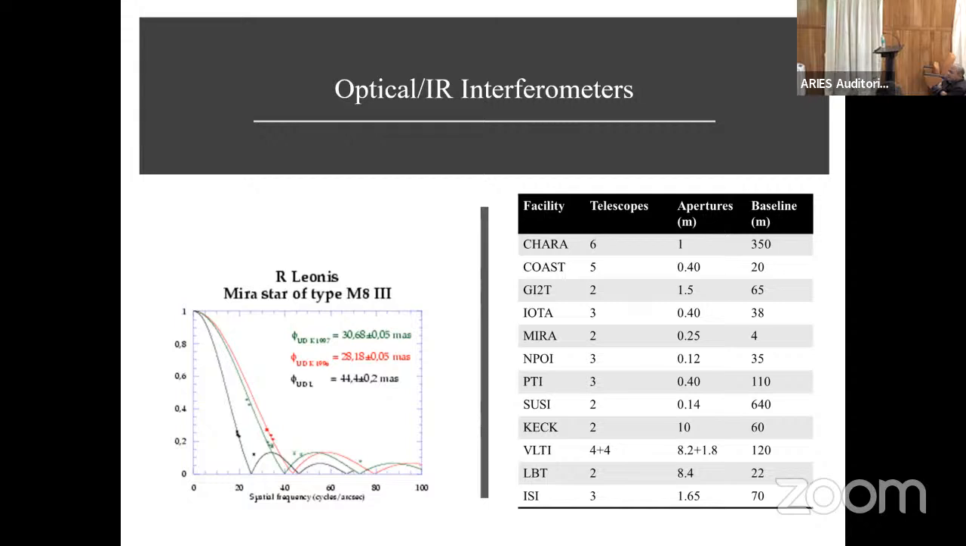And you can see the Mira variable, which is bulging and shrinking and bulging. They measured in 1997 and got this milliarcsecond diameter. And then again, in 1996, they got 28. So it is shifting, these spatial frequencies increasing.